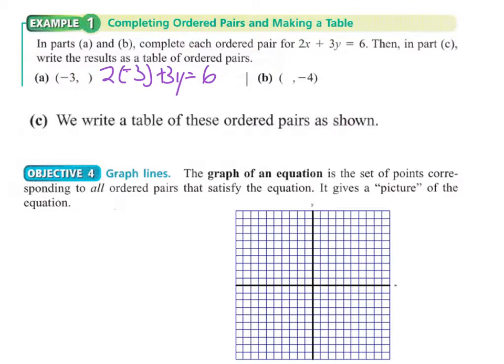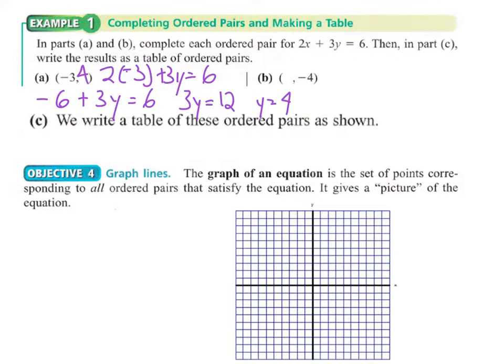and then that leaves us with an equation with only one variable, so we should be able to solve that. That gives me negative 6 plus 3y equals 6. I would add 6 to both sides of the equation. That would give me 3y equals 12. Divide by 3 would give me y equals 4. So negative 3, 4 is that ordered pair.